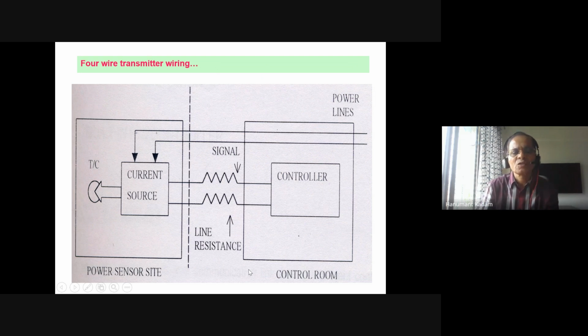This is what a four wire connection looks like. This is the thermocouple, this is the controller side, and you see two wires for power. These two wires carry 24-volt power, and these are the signal wires. So signal wires increase here, so definitely line resistance affects the accuracy of the measured parameter.